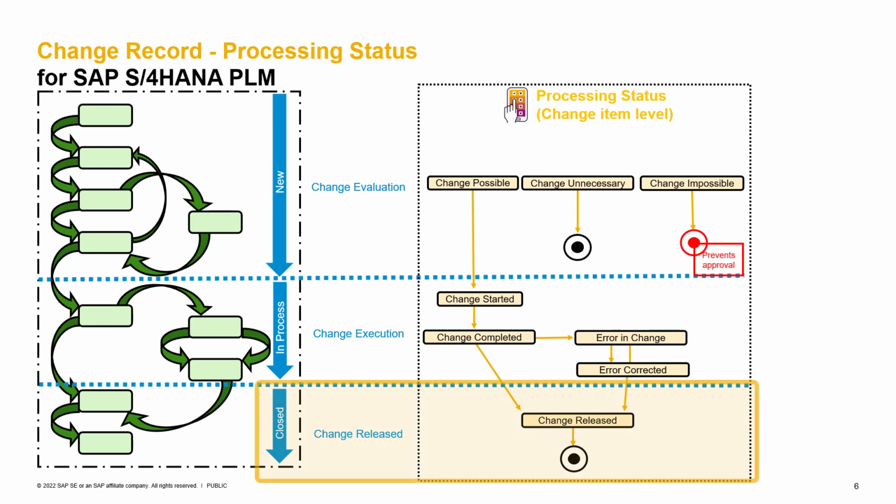Once the execution status is closed and the change item is released, a push of the processing status to change released can happen. Let's now jump into the system to have a closer look at how the status profiles are getting maintained.